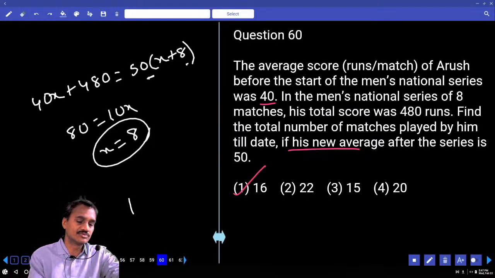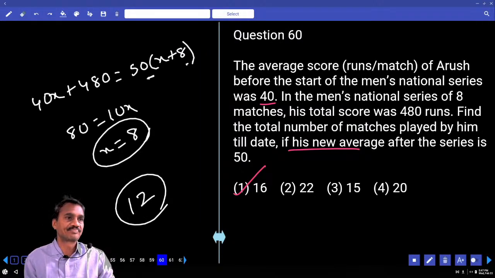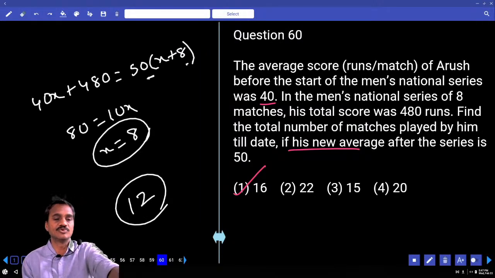Now paper number 12, CGL Tier-II, done? And next is pure maths, quant.